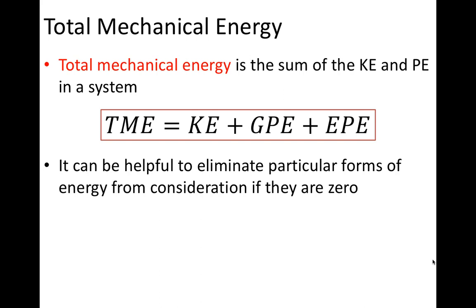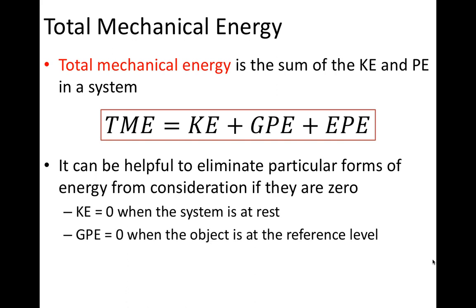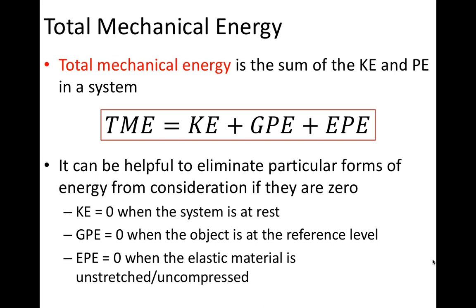And it can usually be helpful if we can eliminate particular forms of energy. If they're zero, they're not going to contribute to the total mechanical energy. So we need to know when those types of energy are zero. Kinetic energy is zero when there's no motion, when a system is at rest. Gravitational potential energy, by definition, is zero at the reference level. So if we look at an object at our reference level, it has no gravitational potential energy.